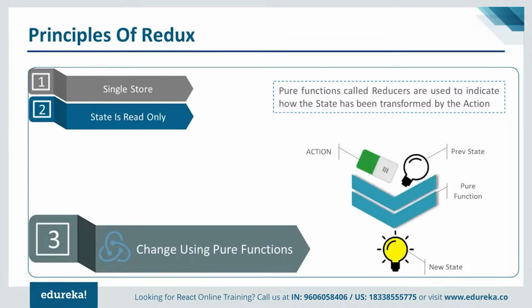Now we'll talk about the third one, that we can make changes using only pure functions. Pure functions in Redux are called reducers. They are used to indicate how the state has been transformed by the action. The reducers basically take two parameters as input, the previous state and the action type. When it takes the previous state, the pure function, called a reducer, works on it and gives us the new state. In this diagram, as you can see, the previous state was off, the bulb was not on. It has been worked upon by a pure function, called a reducer in Redux, and then we get the new state and the bulb is on.